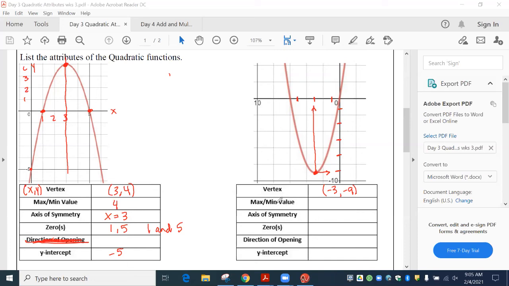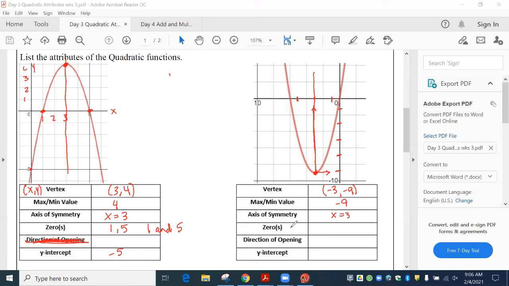Now, this is a minimum, and minimums are the Y only. So we go to the side, and it's -9. Very good. The axis of symmetry, let's just use this line that we've already drawn right here. For the axis of symmetry, we draw a line that splits this in half, and it's X equals -3. You can see how all of these are kind of related to each other, right? So vertex uses both the X and the Y, maximum just the Y, and axis of symmetry just the X.